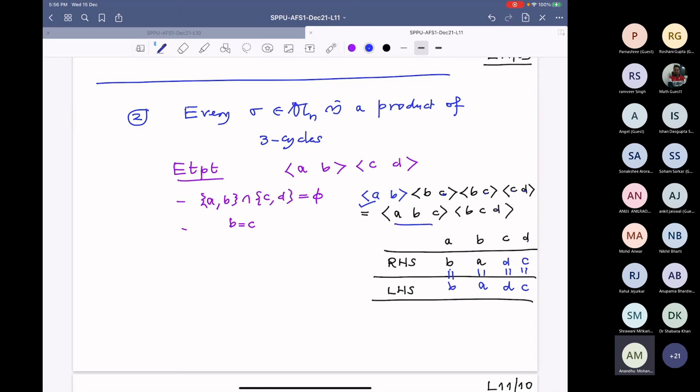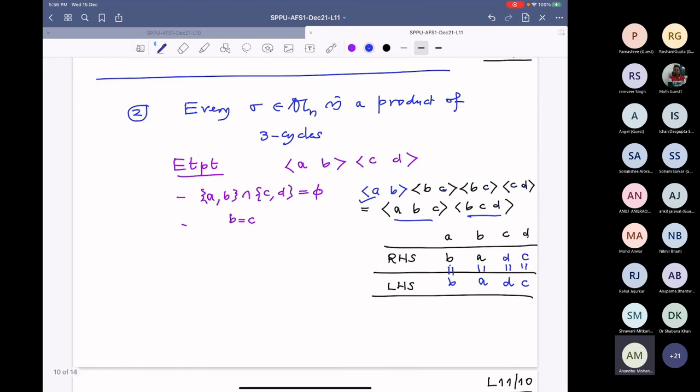And these are three cycles. And the case B equal to C is easier, because we have to write AB times BC, CD, BD. Why do I write this? Okay, this one is the same as A, B, D.